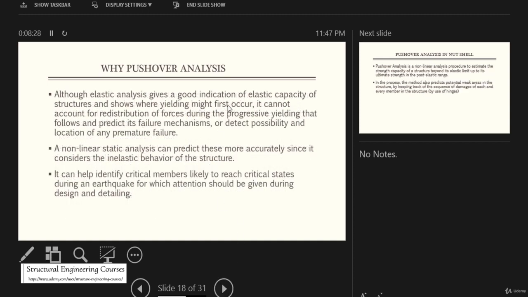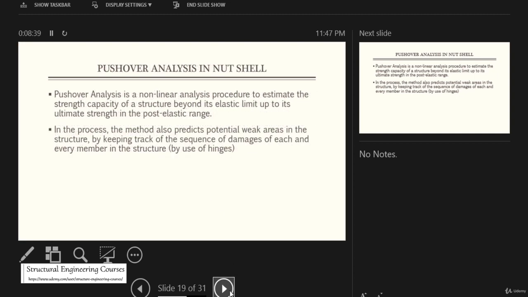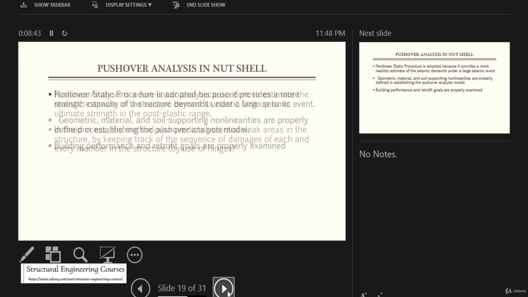Elastic analysis does give us a good indication of the elastic capacity of the structures, but it cannot account for the redistribution of forces during the progressive yielding that follows and the predicted failure mechanism. So again, this is the definition of the pushover analysis.